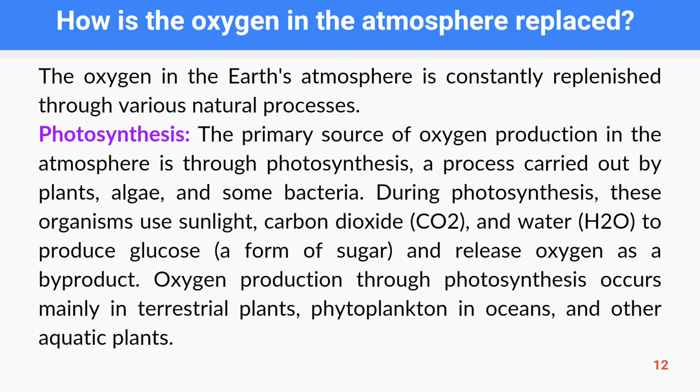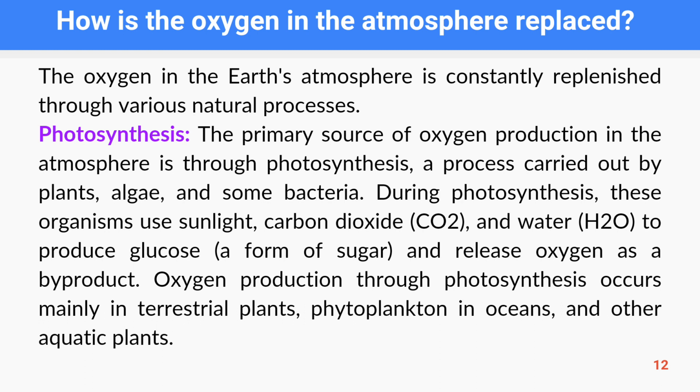The oxygen in the Earth's atmosphere is constantly replenished through various natural processes. Here are the primary ways in which oxygen is replenished in the atmosphere. Photosynthesis. The primary source of oxygen production in the atmosphere is through photosynthesis, a process carried out by plants, algae, and some bacteria. During photosynthesis, these organisms use sunlight, carbon dioxide, CO2, and water, H2O, to produce glucose, a form of sugar, and release oxygen as a byproduct.